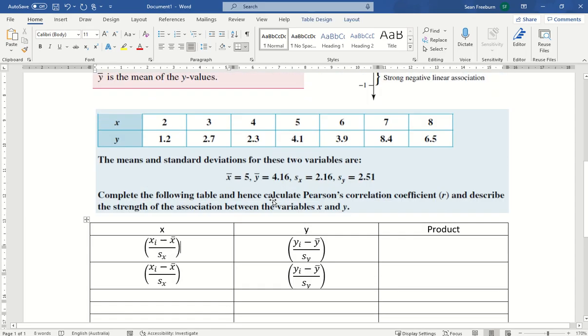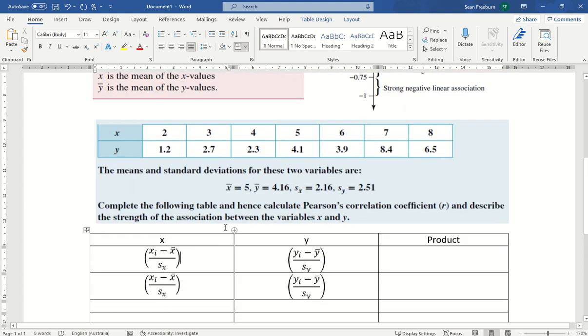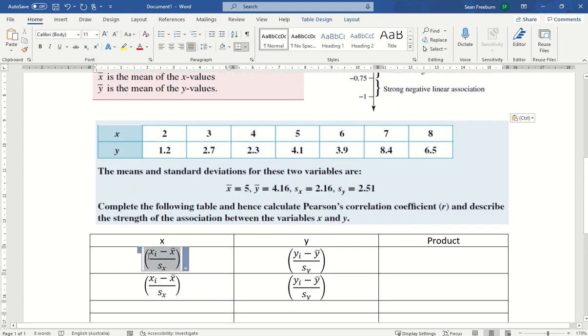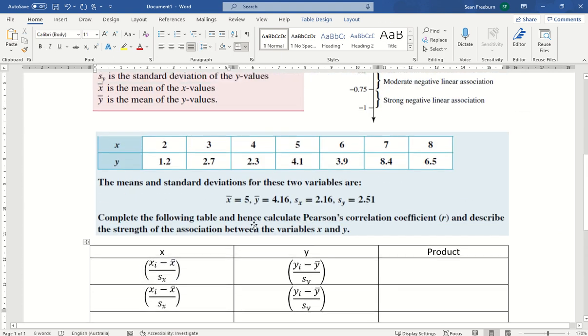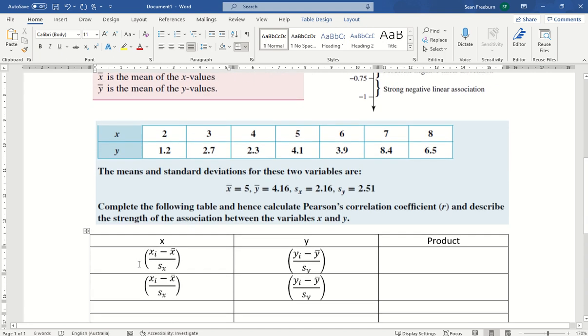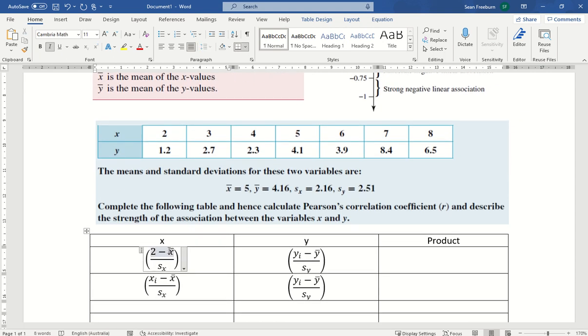Anyway, so you'll need to set up a table something like this. You're going to need to do a lot of manual calculations to do this properly. So what goes in here is the first half of this bracket. So the first X data point is 2. The average of X is 5. And it's being divided by the standard deviation of X, which is 2.16.